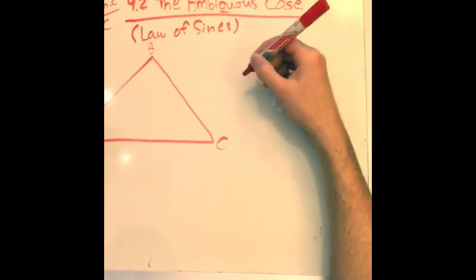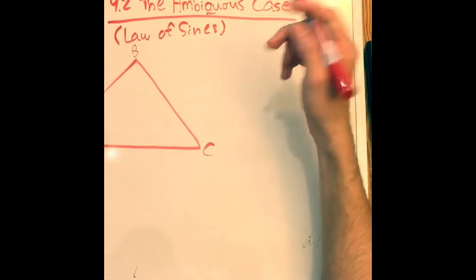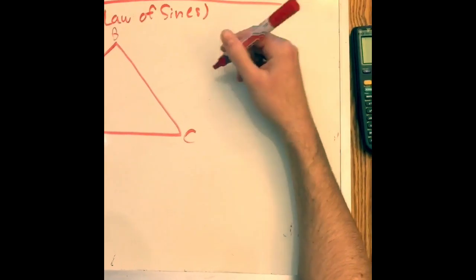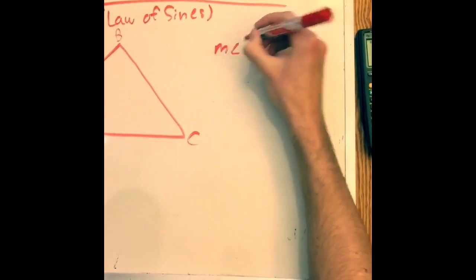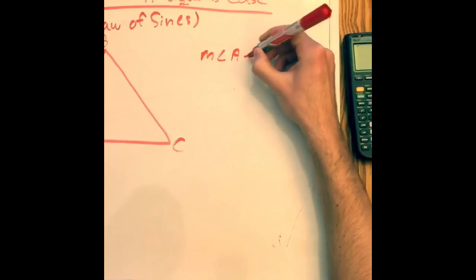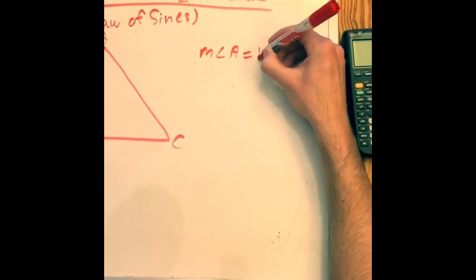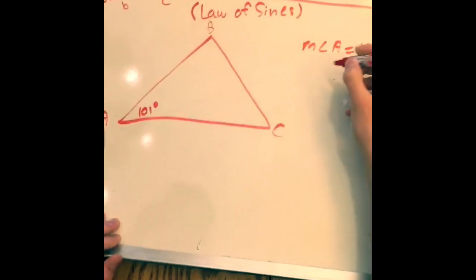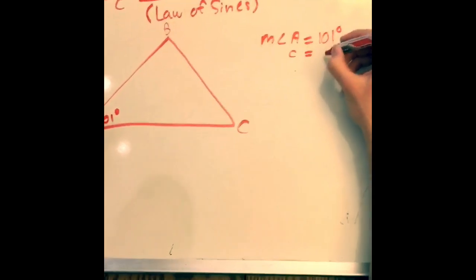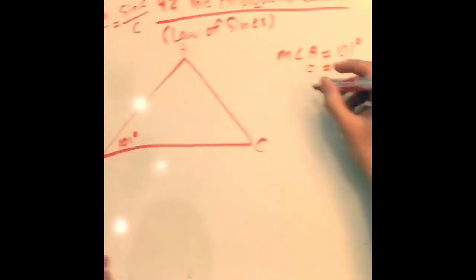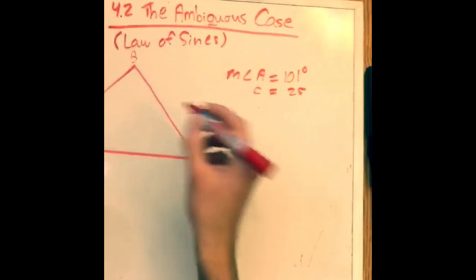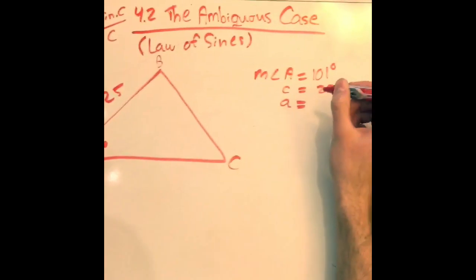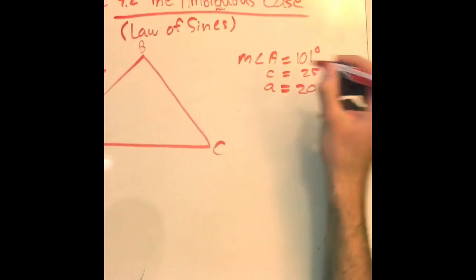Alright, so now I'm going to do an example of the ambiguous case triangle that has no solutions, or in other words, domain error. Same as the one that I did previously, you have to fill out your angle measures. Angle A would be 101. C would be 25. Little c first. Little a would be 20.